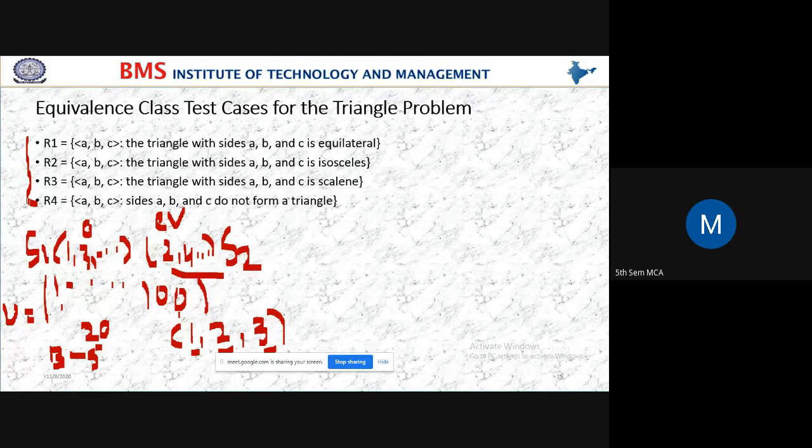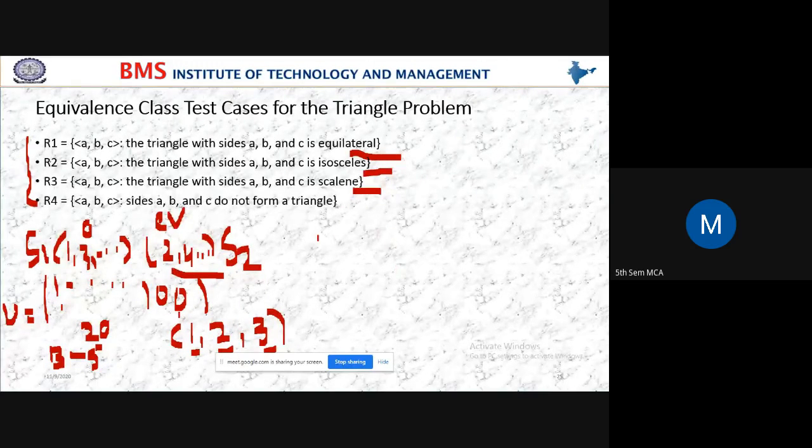Here are the rules. We have to take the values A, B, C, the triangle sides. The rules mean the conditions. Using those 3 values, we can form an equilateral triangle, an isosceles triangle, or a scalene triangle, and sometimes it will not be a triangle. We do not form a triangle.